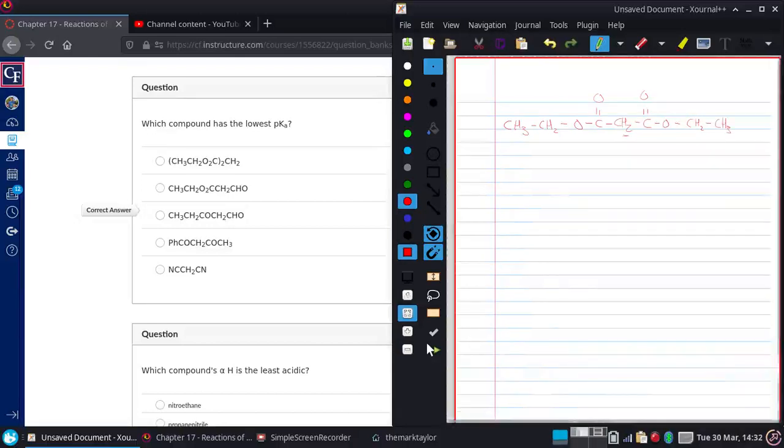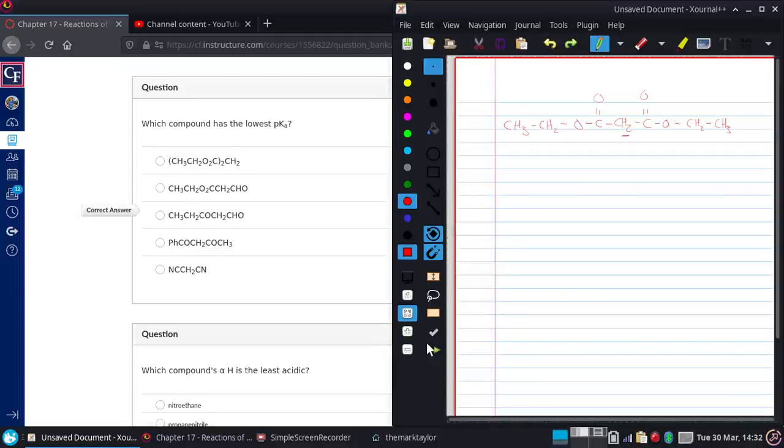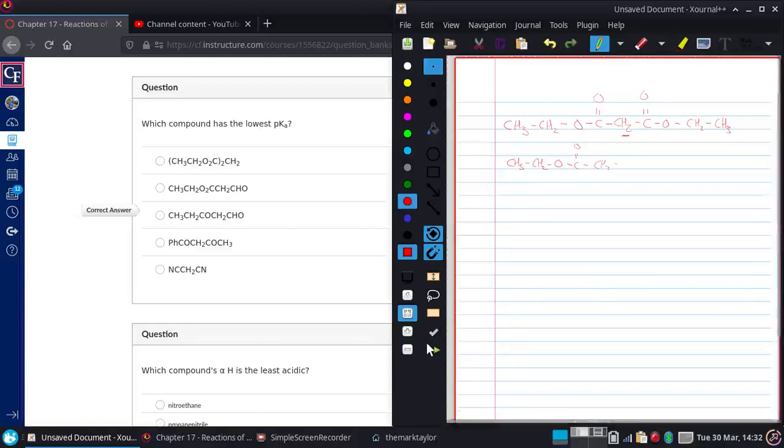And our acidic one will be that location. The next one, it's CH3, CH2, two O's, so it's the carbonyl, CH2, and this one is an aldehyde. All right, CH3, CH2, CO, CH2, and then an aldehyde.